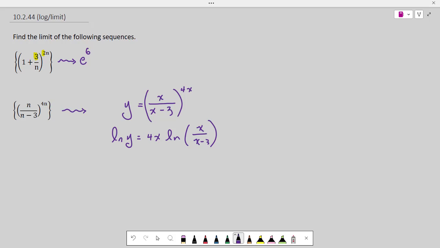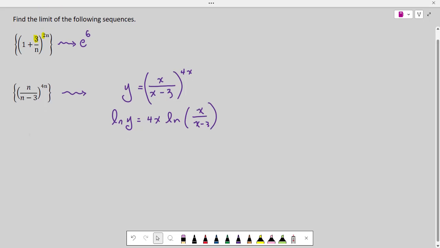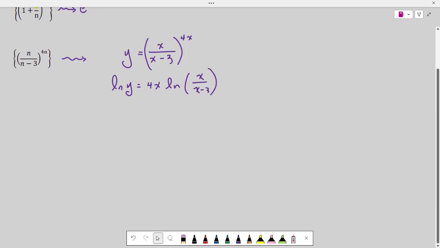And then we take the limit of both sides. On the left-hand side, that limit can move to the inside of the log because the log is a continuous function. Then on the right-hand side, we want to rewrite it so that we can apply L'Hopital's rule. And so we typically do this by moving something into the denominator. So in this case, we'll just move that whole 4x down there. That's the easiest way.